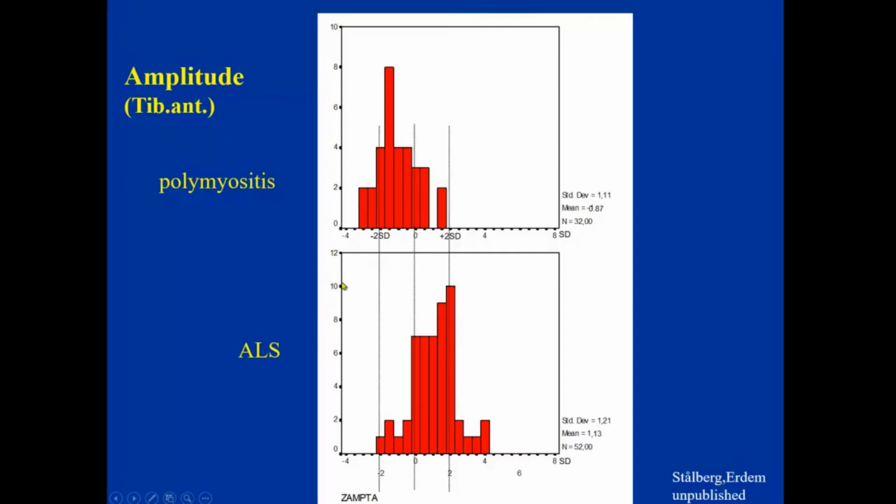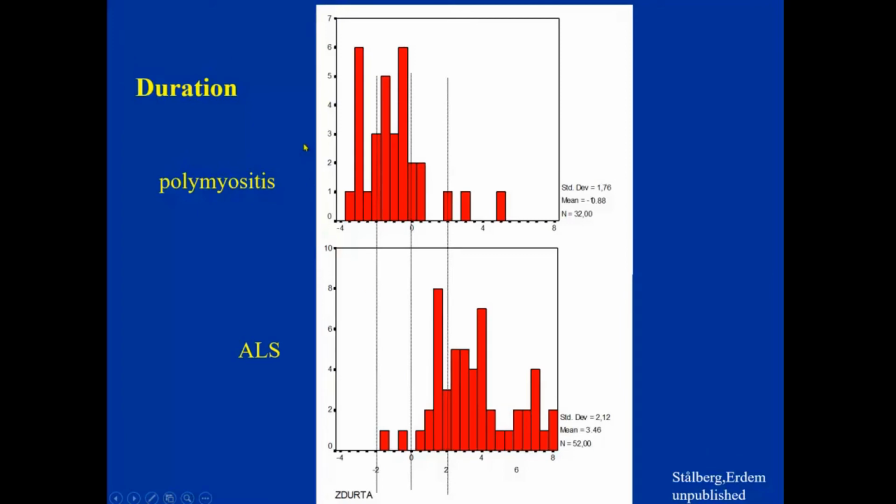And you see that the amplitude on this slide varies from -3 standard deviation to +2 standard deviations, whereas the ALS has this variation, and some of these in myositis is definitely shorter than those in ALS, and those in ALS are definitely higher than those in myositis. But the problem is that we have a large overlap in multi-unit potentials of normal amplitude.